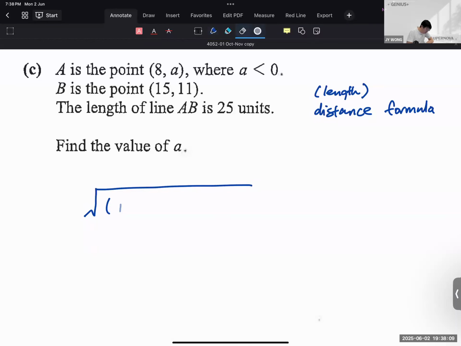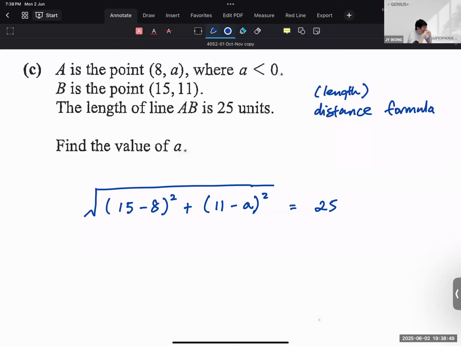But your formula sheet, and the formula that you learn in school, will tell you x1 minus x2 first. So you just take (x1 minus x2)². This is a plus, not a minus. Plus (y1 minus y2)². Okay? And they tell you that it's 25 units, so this is equal to 25. So this is your distance formula that you all learn in coordinate geometry. Okay?